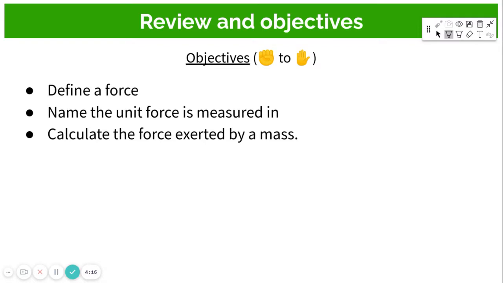So right now what I'd like you to do is pause, and look at these definitions and use a highlighter to go through your notes again and highlight the key points, to show that you can do these three objectives before you move on to the questions in the Google form.